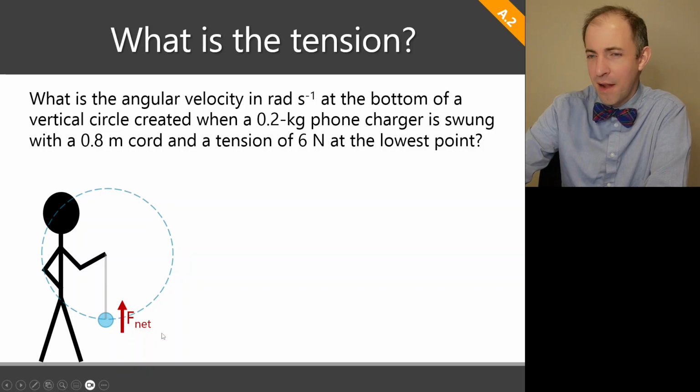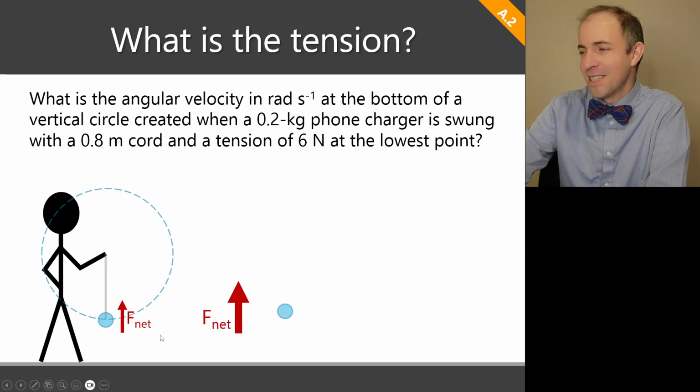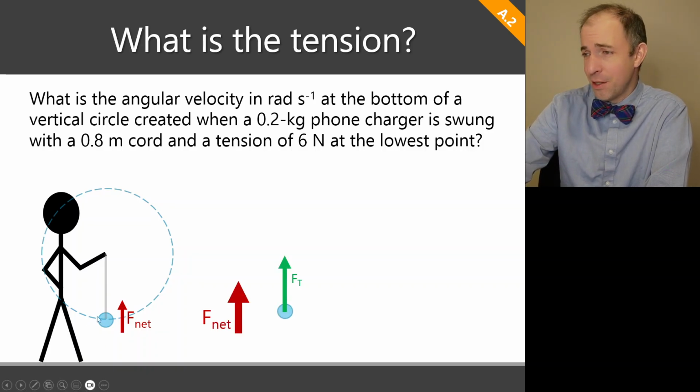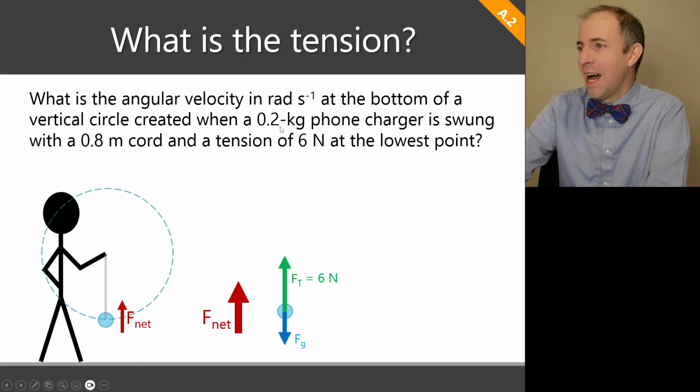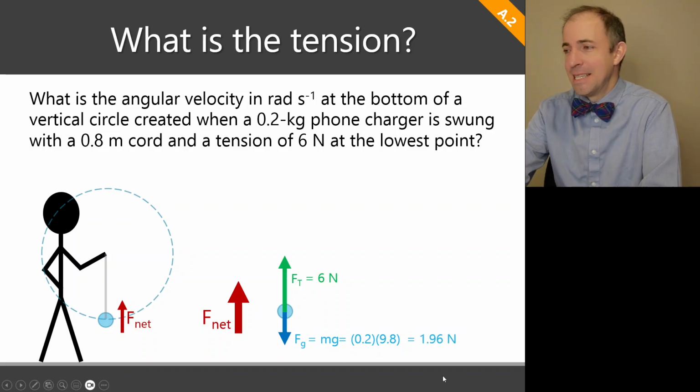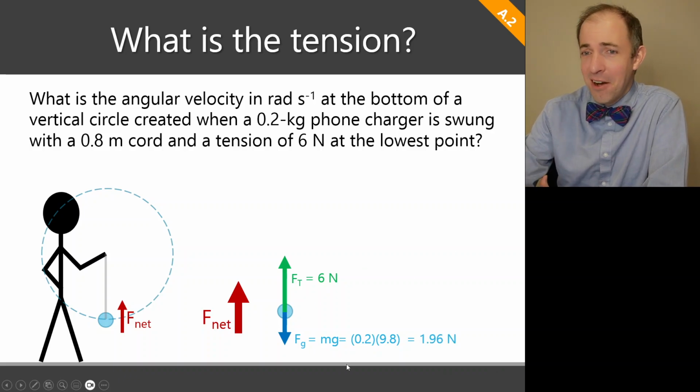So we know that there's a net force up because that's where the center is. We know that there's a tension force up because that's the direction that the rope is pulling. That's 6. And we know there's a force of gravity down because that's where the center of the Earth is. I know a mass, so mass times gravity, 0.2 times 9.8 is 1.96. This is enough for me to calculate a net force.